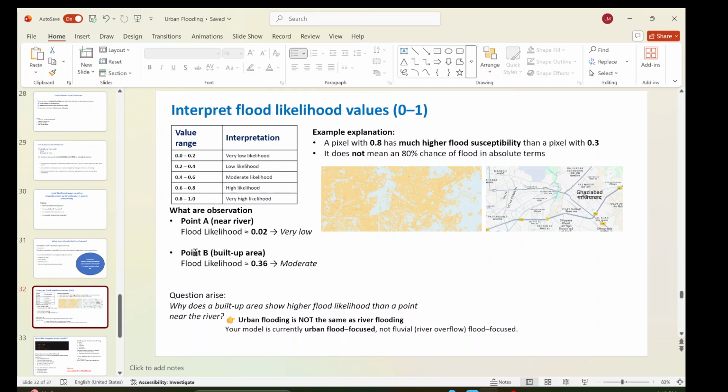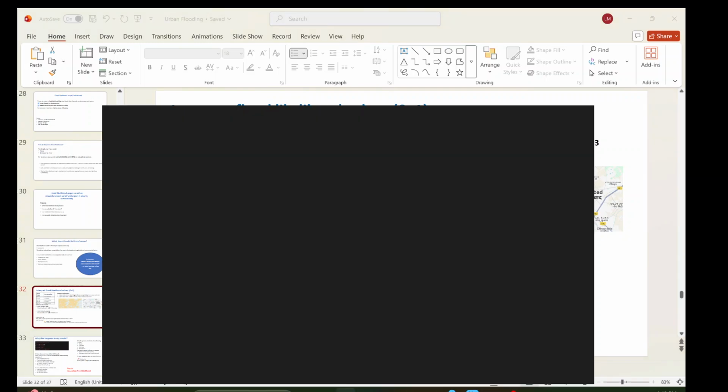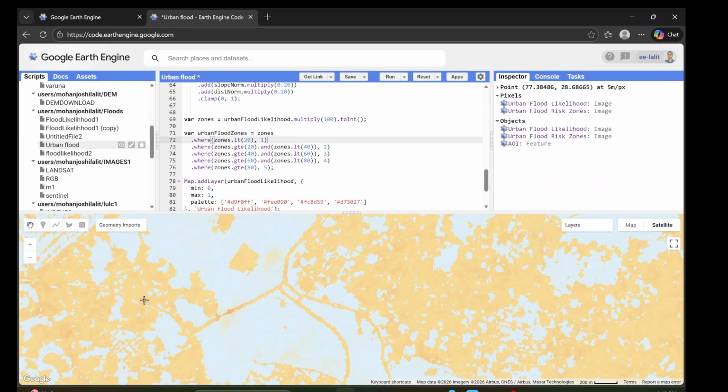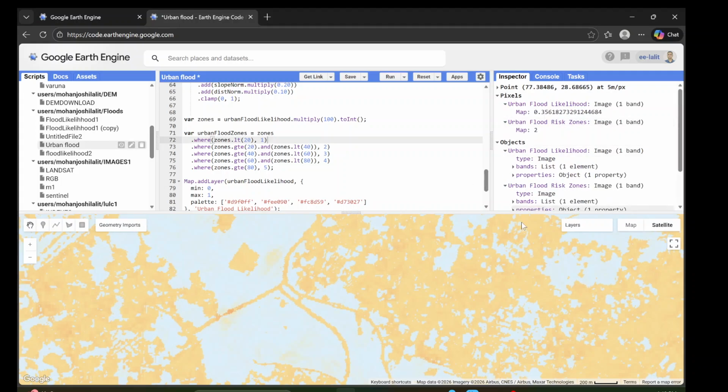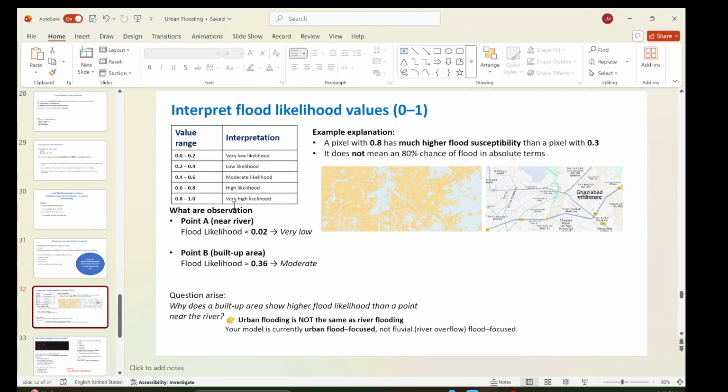If we click on a built-up area like here, it should come higher, right? So it means 0.35. So 0.35 falls into this range, meaning low likelihood. So we have low likelihood here, very low or low. There are other factors also, we cannot say based on these parameters alone, but in case you don't have anything and you are starting from somewhere, it is very useful, right?